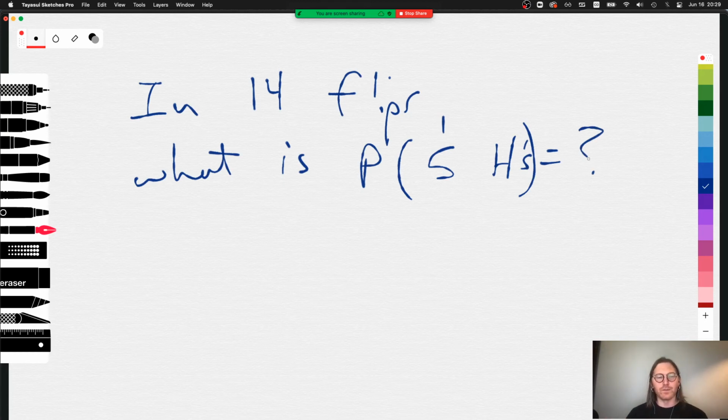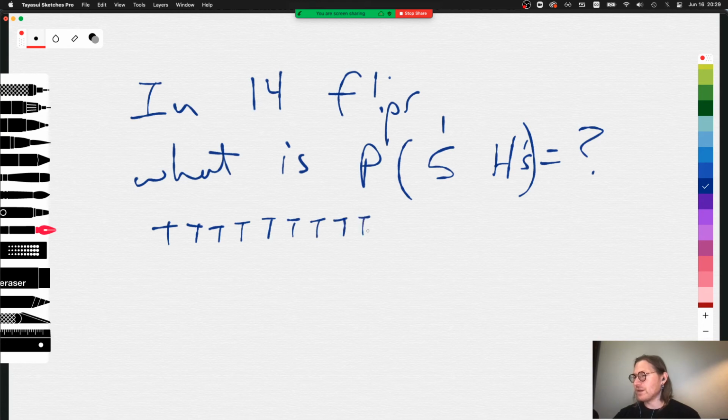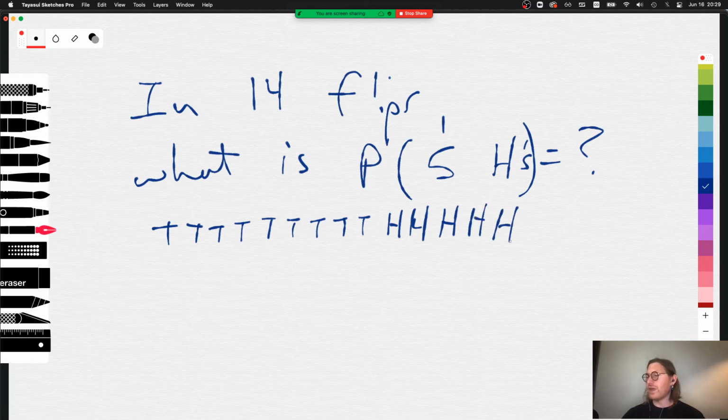That's a different problem. Now, why is that a different problem? Let's think about a bunch of different ways to get 5 heads in 14 flips. We can have tails, tails, tails, tails, 5, 6, 7, 8, 9, and then heads, heads, heads, heads, heads. That's one way.